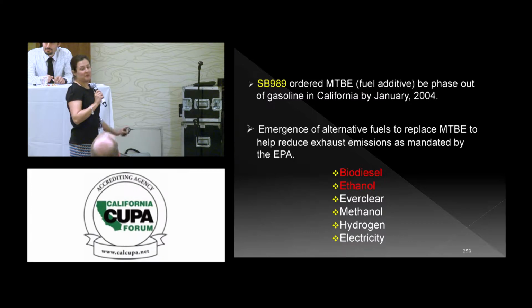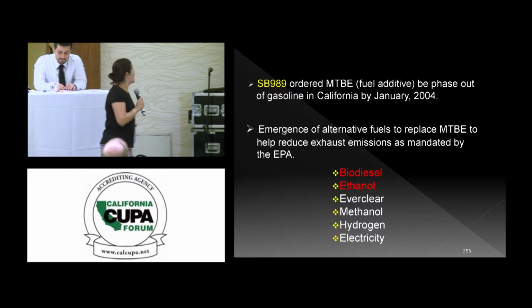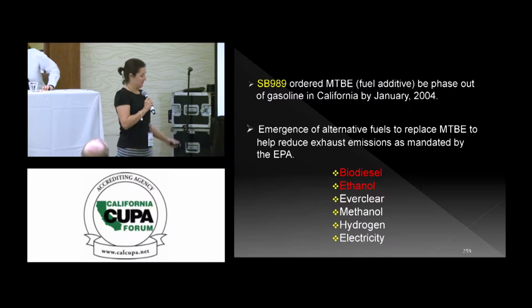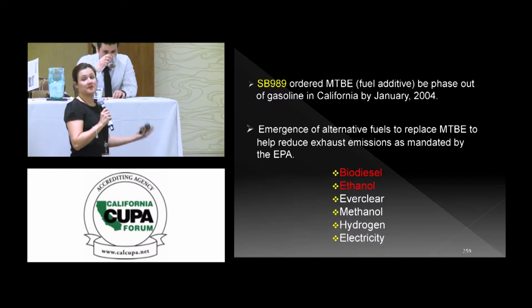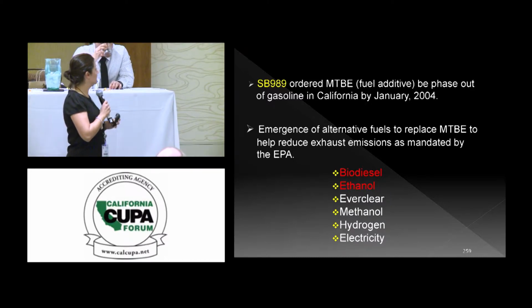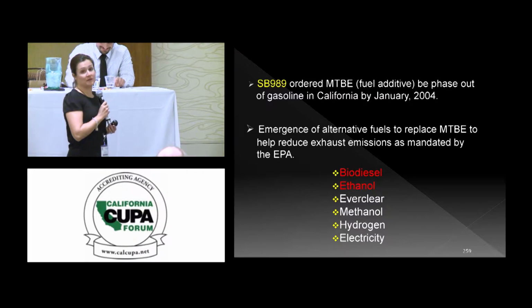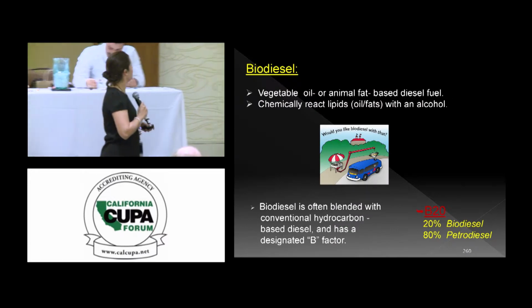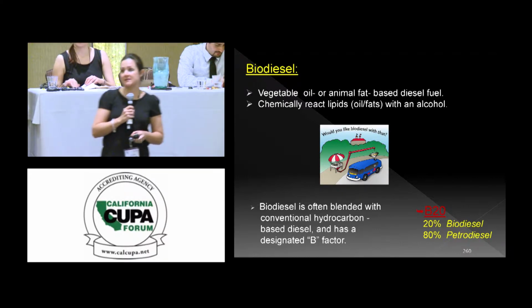Okay, so just a bit of background. Senate Bill 989 ordered MTBE, which is a fuel additive, to be phased out of gasoline in California by January 2004. At this point, you started to see the emergence of alternative fuels to replace the MTBE to help reduce the exhaust emissions. Some of the most common ones that we have been working with are biodiesel and ethanol. So we're going to go into those in a little more detail. So biodiesel, are you all familiar with this product, and are you starting to see it come in your tanks?